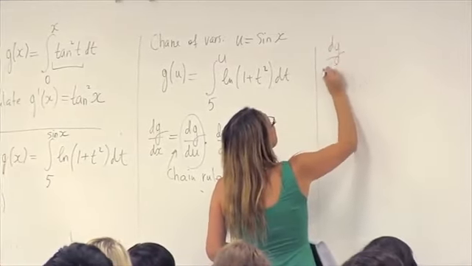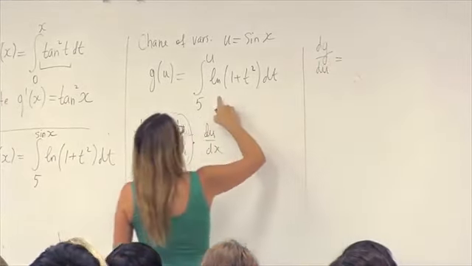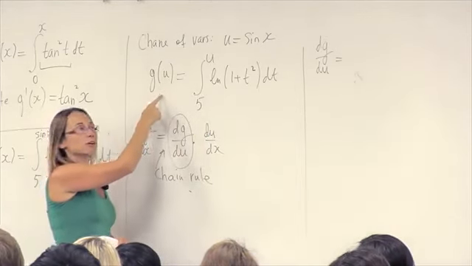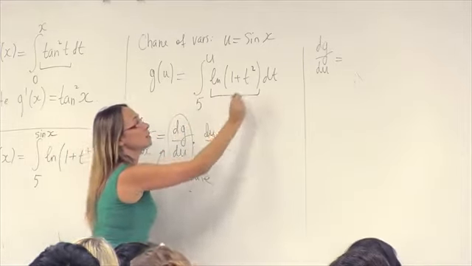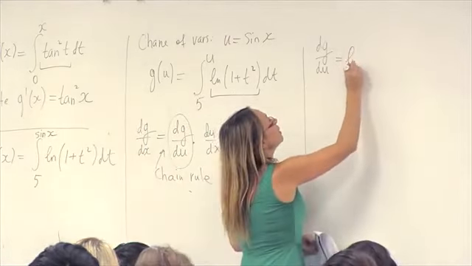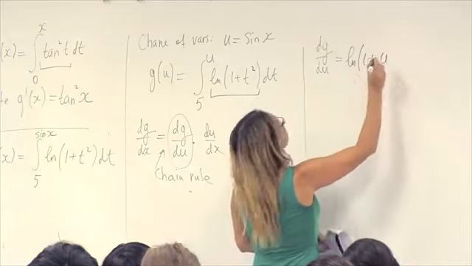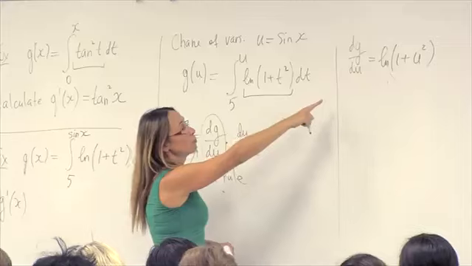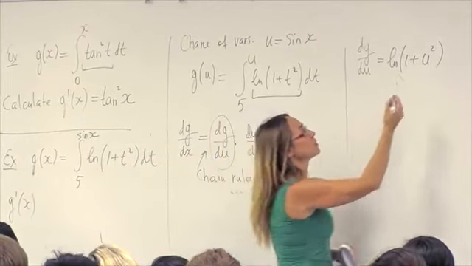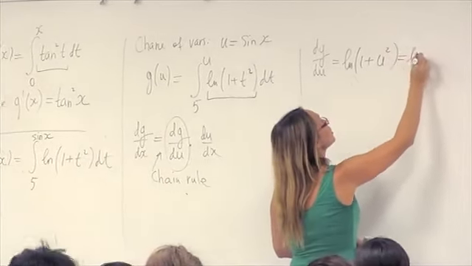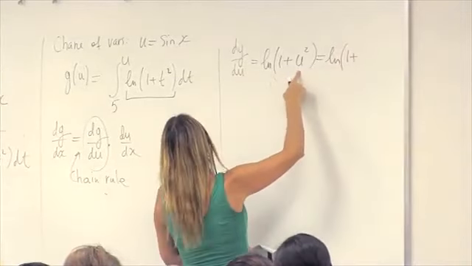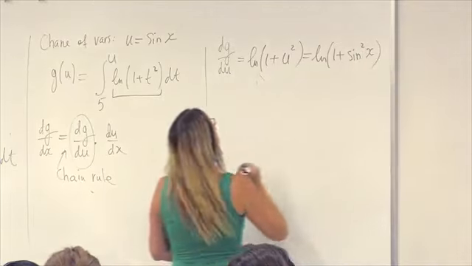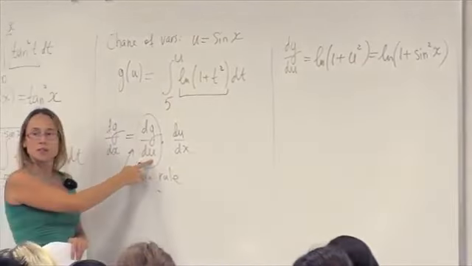So what's dg du? I have to take this function and differentiate it with respect to u. So this is the fundamental theorem of calculus part 1. We simply take the integrand and evaluate it at u. That's the answer here, dg du. And of course, eventually we want everything to be expressed in terms of x. So I write it by remembering that u is sine x. Okay. So that's this first component.